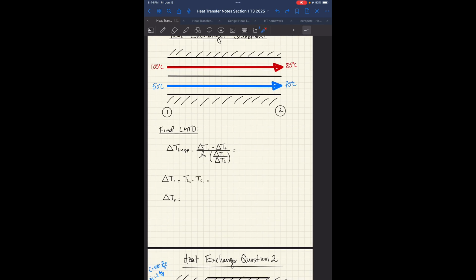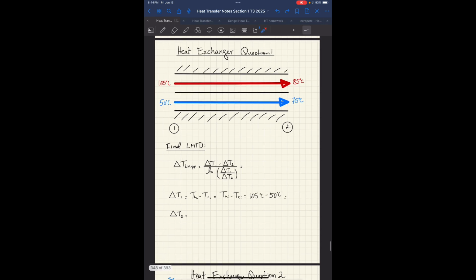So first you would do your TH1 minus TC1, THI minus TCI. For the parallel flow, it's really easy because location 1 is inlet for both fluids. Likewise, location 2 is outlet for both fluids. Here you go. That's your delta T1. You can do a similar thing with delta T2. Then you can plug that into your log mean temperature difference equation, and you get your log mean temperature difference.